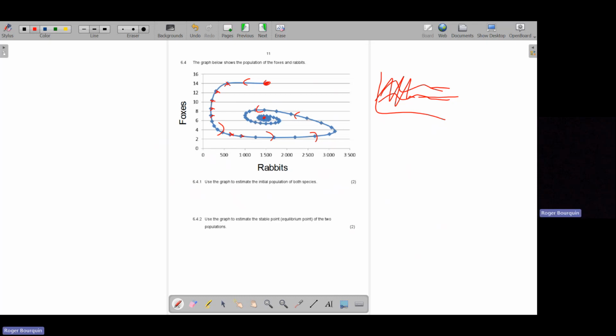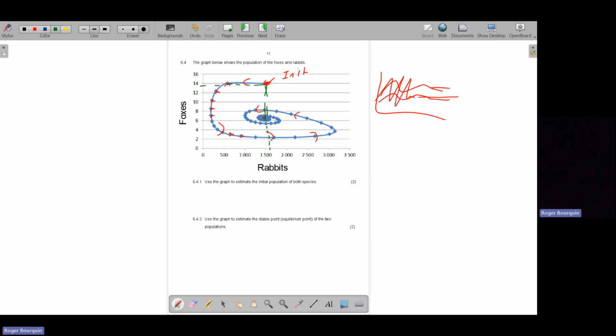So it says, use a graph to estimate the initial population of both species. Well, this is the initial point here, where it starts. So it's just a question of dropping your lines down. It's not a bad idea to actually do that on your question paper. So it drops down over there, and it drops down somewhere over there. Okay, there was obviously leeway in that question.